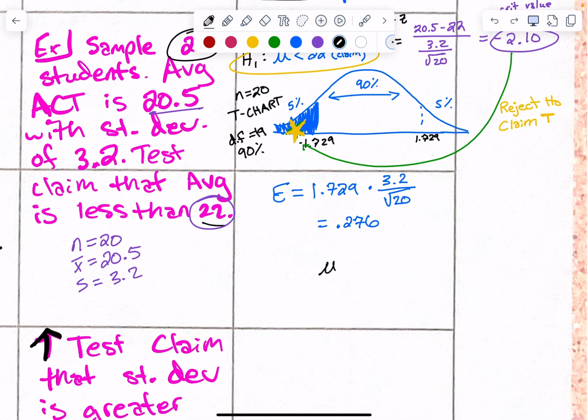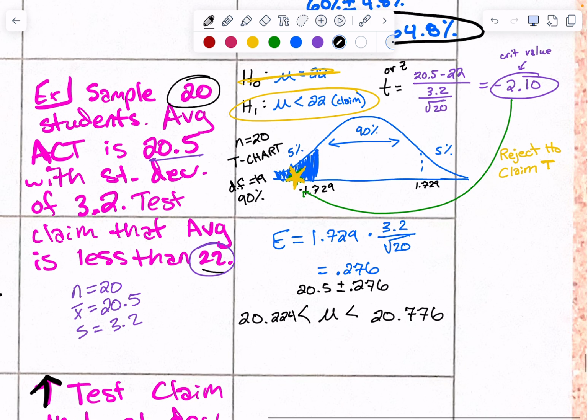So mu is going to live between 20.5 plus and minus 0.276. So the top number is 20.776, right? The bottom number, I don't know, 20.224. Is that right? Yep.